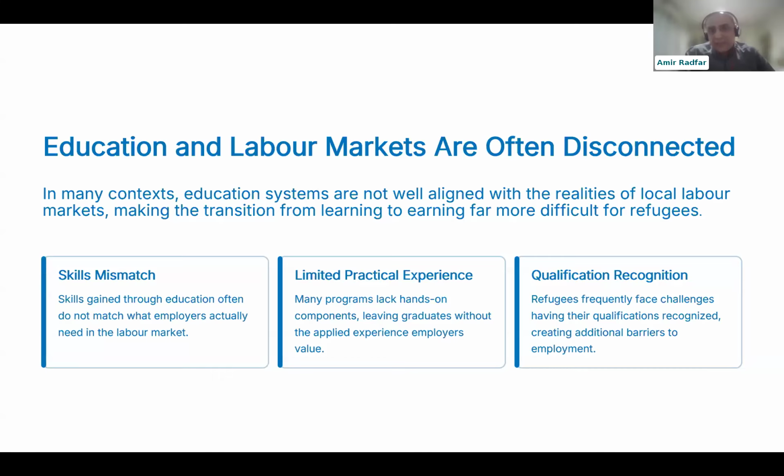And one of the biggest challenges is this connection between education and labor markets in general, where we have the refugees in universities, because in many contexts, what the students learn and get from their university programs does not really match what their employers need. And that's exactly the situation, not just for refugees, even for the nationals.